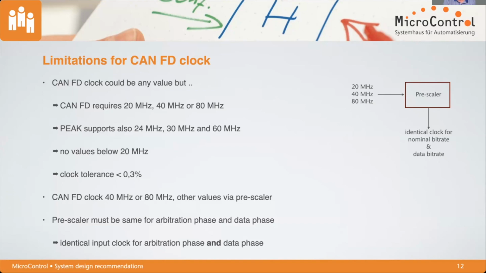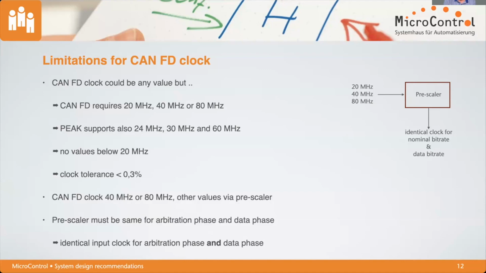Another valuable thing to notice is that within CAN-FD, no clock values below 20 megahertz are allowed. And what was just recently decided within the CiA working group is that we only allow a clock tolerance below 0.3% of the clock rate. So you must make sure that your crystal or whatever you're using has an oscillator tolerance of only 0.3%.